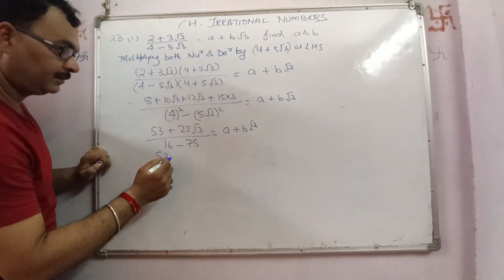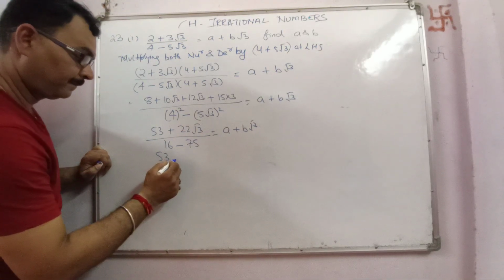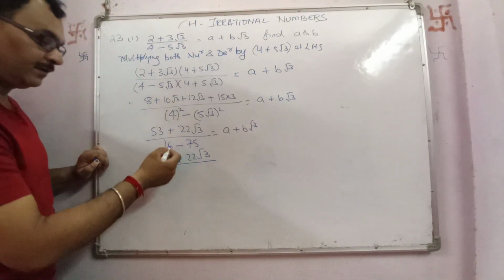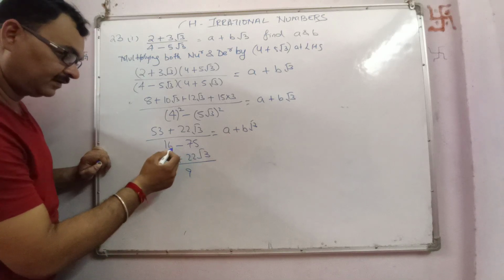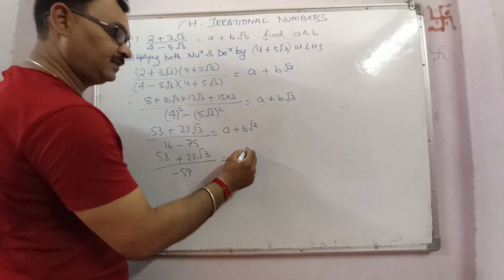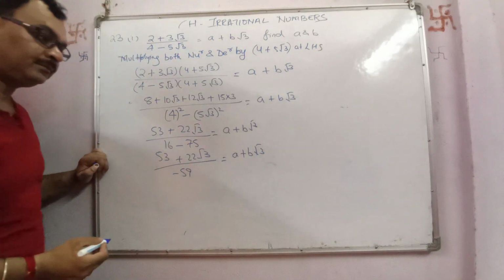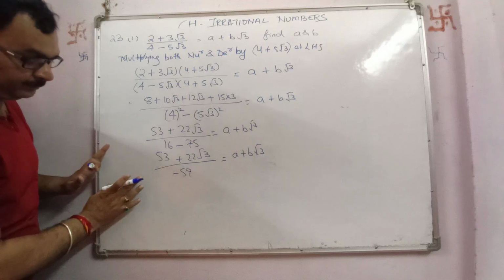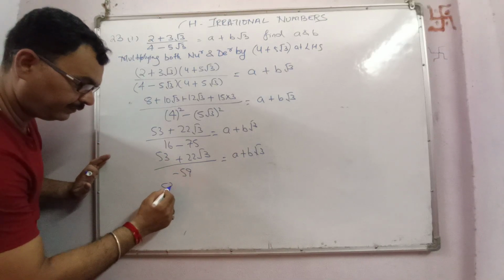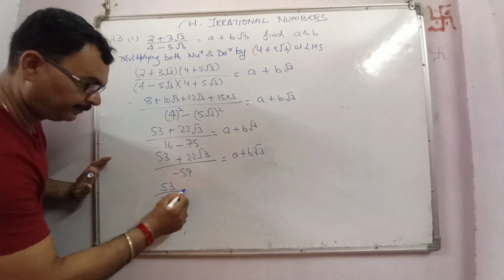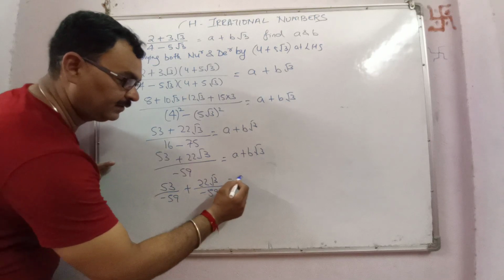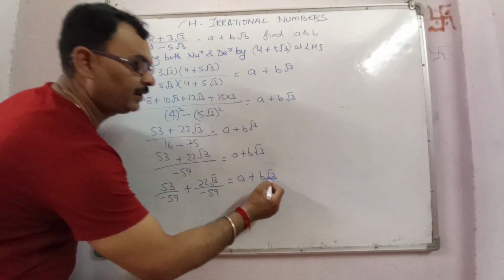Okay, 53 plus 22 root 3, 16 minus 75, that is minus 59, is equal to a plus b root 3. Now breaking up the left hand side into partial fractions, so 53 by minus 59 plus 22 root 3 by minus 59 is equal to a plus b root 3.